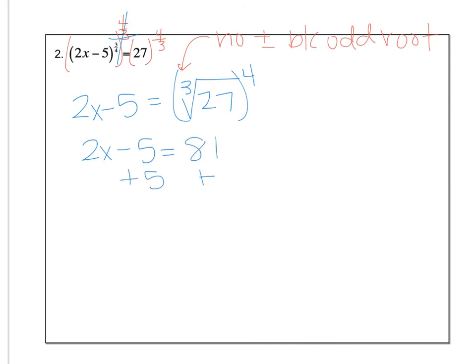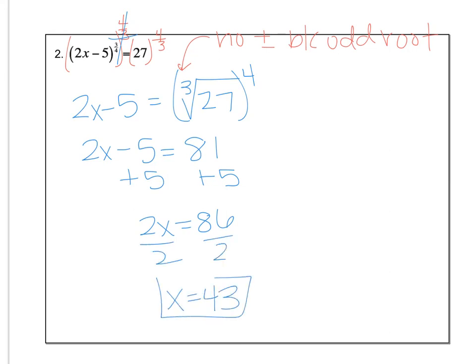Just keep solving for x now. Add 5, this one only has one equation. So we get 2x equals 86, divide by 2. X is equal to 43 is the answer. And again, you would check this. I don't have my calculator with me, so I'm just going to check it by hand. That's your other option.